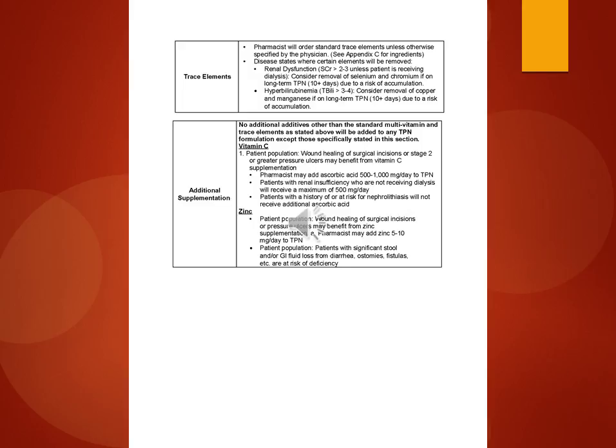Vitamin C. Patient population: wound healing of surgical incisions or stage 2 or greater pressure ulcers may benefit from vitamin C supplementation. Pharmacists may add ascorbic acid 500 to 1,000 mg/day to TPN. Patients with renal insufficiency who are not receiving dialysis will receive a maximum of 500 mg/day. Patients with a history of or at risk for nephrolithiasis will not receive additional ascorbic acid.